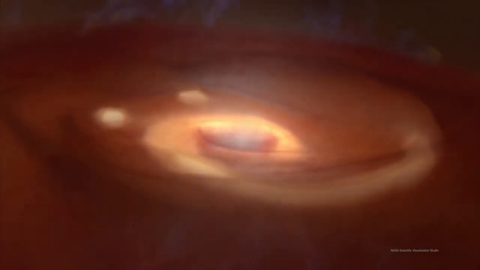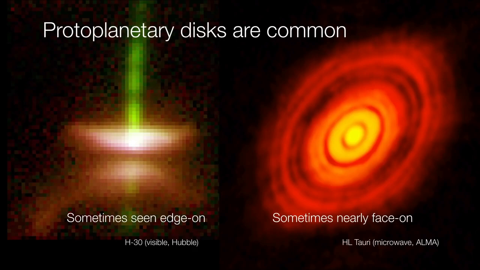And these protoplanetary disks are fairly common. Sometimes we see them edge on, or sometimes we see them nearly face on. But when seen at microwave wavelengths, as we have here on the right-hand side of our screen, you can make out the distinctive rings and spoke-like features of this disk. So this is significant because it means that there are protoplanets inside this protoplanetary disk that are beginning to sweep out the concentrations of gas and dust within their orbits.